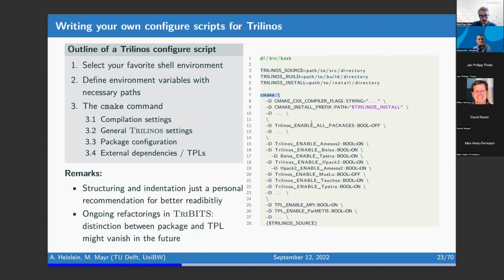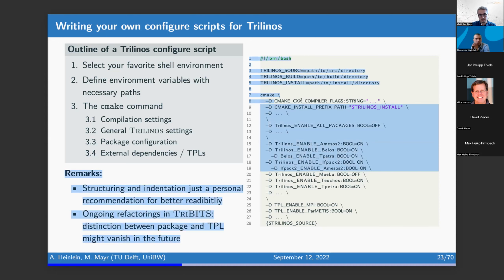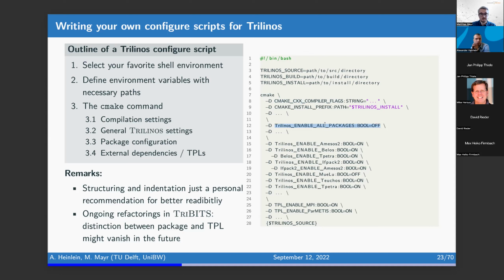And within the CMake command invocation, you can also identify 4 different blocks. One is some compiler settings where you just pass regular CMake options onto CMake to configure the compiler or to specify the installation directory and things like that. Then there are general Trilinos settings, for example, the one that we saw before, where you say, okay, let's not build all packages by default, but rather select individual packages later.